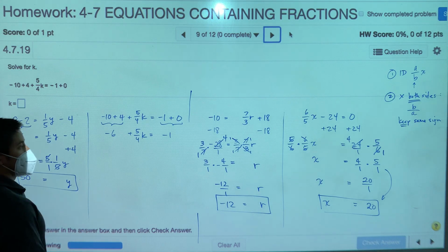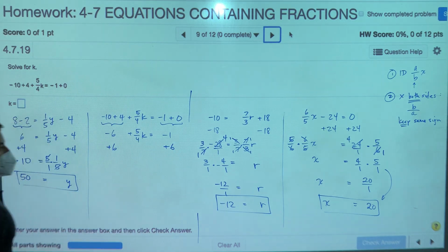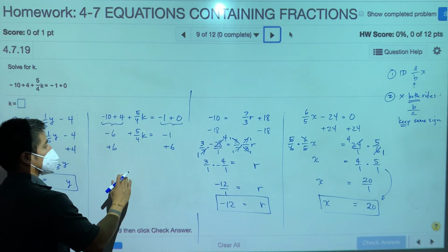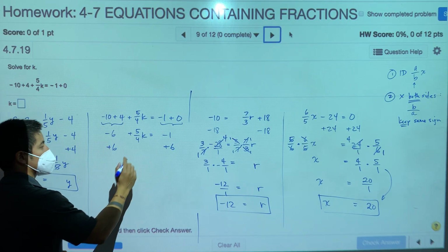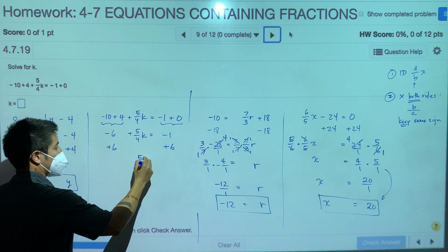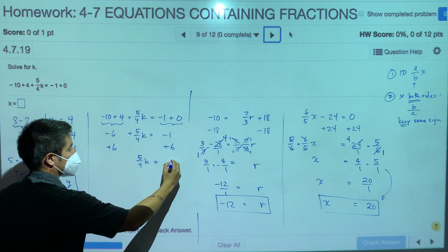What's the easiest thing to move usually? Numbers. I'm moving the negative 6 over because it's usually easier to move numbers. When I move the negative 6 over, I'm going to do the opposite. I add 6 to both sides. 5 over 4k equals negative 1 plus 6 is 5.